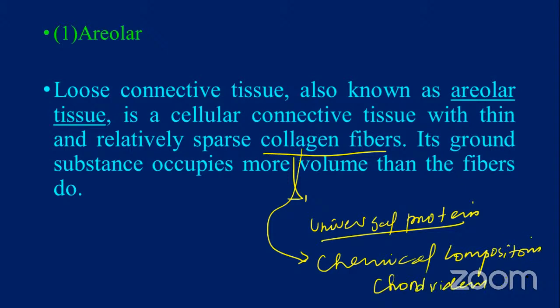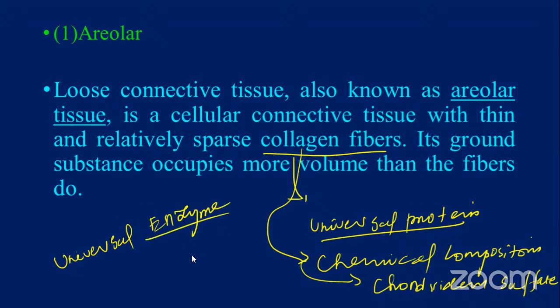Chondroitin sulfate, C-H-O-N-D-R-O-I-T-I-N. This is also something they may ask in a question. Chondroitin sulfate. Universal protein, collagen. Universal enzyme. Listen carefully: universal enzyme is RuBisCO.